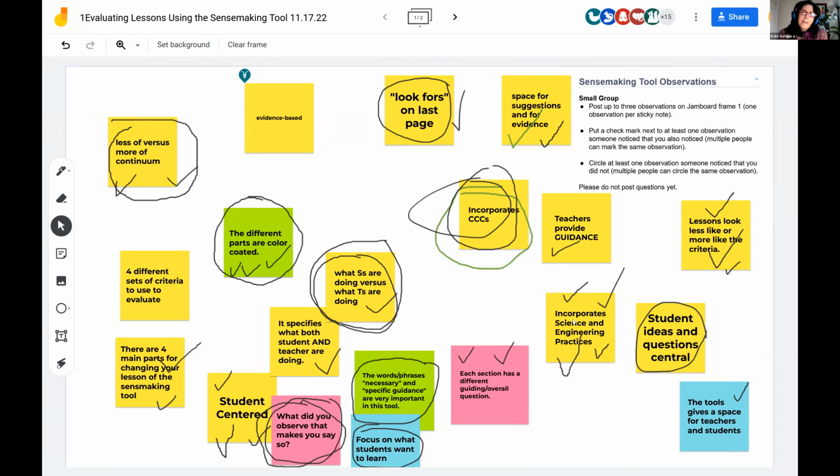And I see some noticings that are bubbling up to the surface, that it is a continuum. We're moving less like that information frame and more toward that sense-making frame, that all three dimensions are represented. The division between what students are doing and what teachers are doing, so we're interested in both. The role of the teacher as a guide.